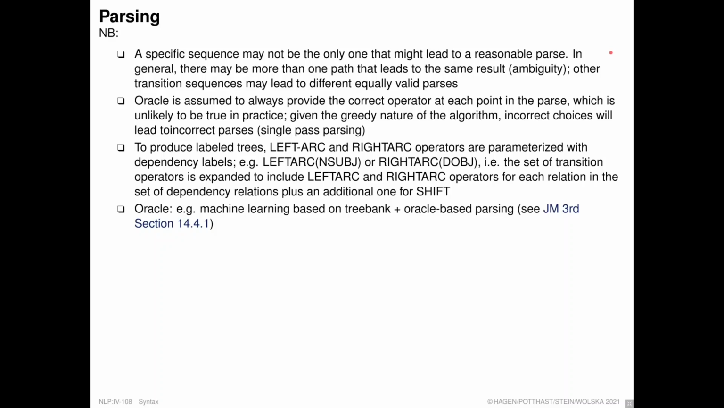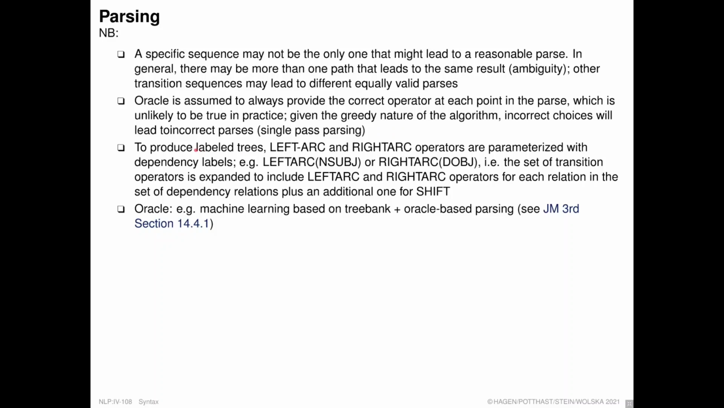So other transitions may lead to equally valid different parses. This specific approach will return only one. The assumption is, of course, that the oracle always provides the correct operator. This is, of course, not likely in practice. Some incorrect choices will be made and will lead to incorrect parses, because we're dealing with single pass parsing here.